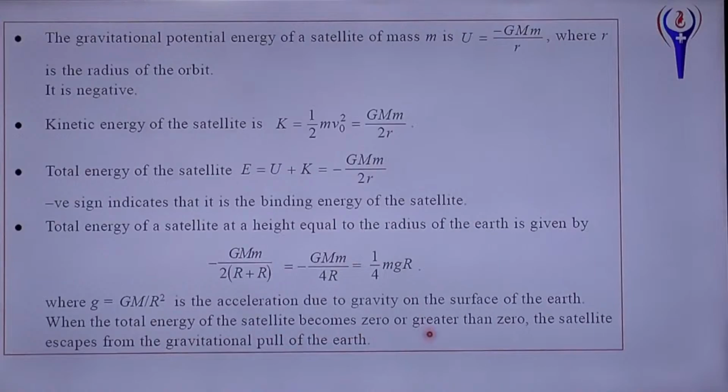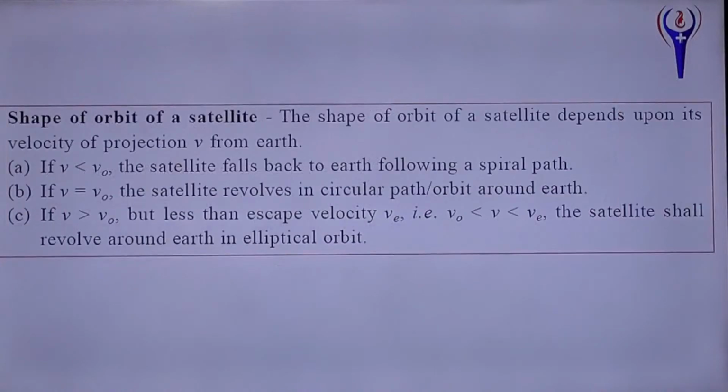When the total energy of the satellite becomes 0 or greater than 0, the satellite escapes from the gravitational pull of the Earth. So to hold it, it should have some negative value, less than 0. 0 or above 0 means the satellite will be shot out of the Earth's gravitational field. Shape of the orbit of a satellite. If the velocity of projection of a satellite is less than V0, the satellite falls back to Earth following a spiral path.